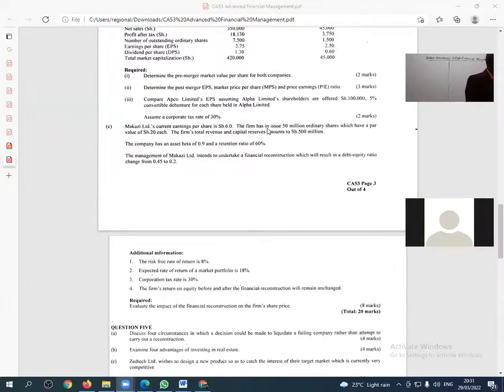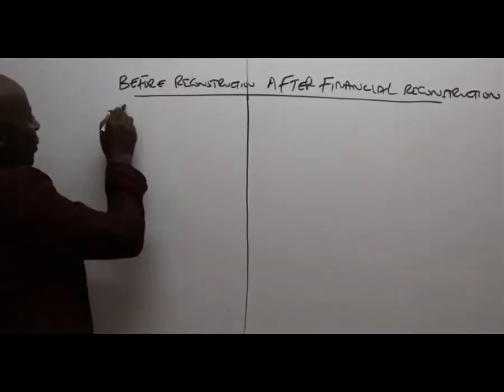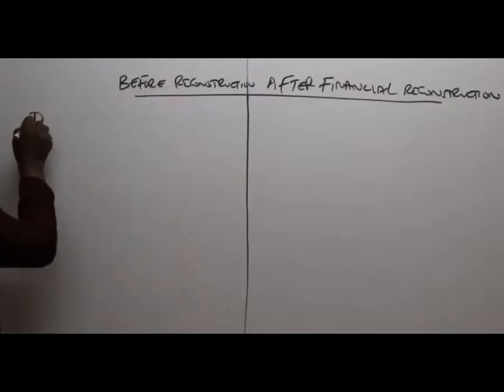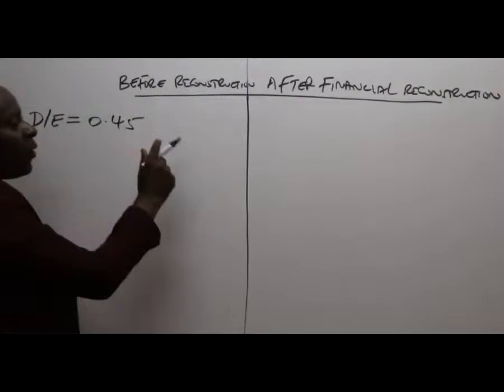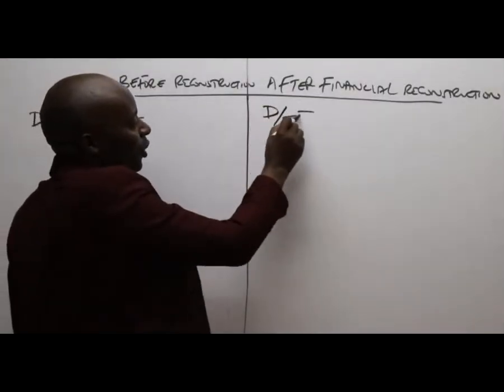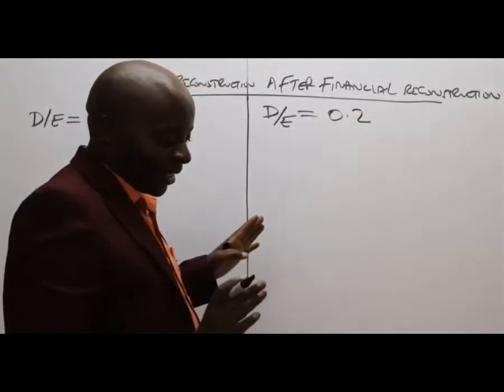Ladies and gentlemen, they are telling us there that the management of Makazi Limited intends to undertake a financial reconstruction, which will result in the debt to equity ratio changing from 0.45 to 0.2. Wow. So they are telling us here that before reconstruction, our debt to equity ratio is equal to what? Before reconstruction, the debt to equity ratio, Moreka says it is 0.45. How about after reconstruction? We want to reduce our debt. After reconstruction, our debt to equity ratio changes to 0.2. Thank you very much. Great.